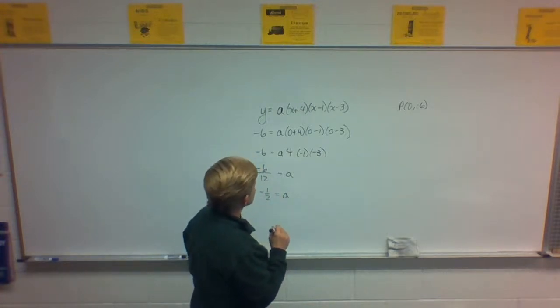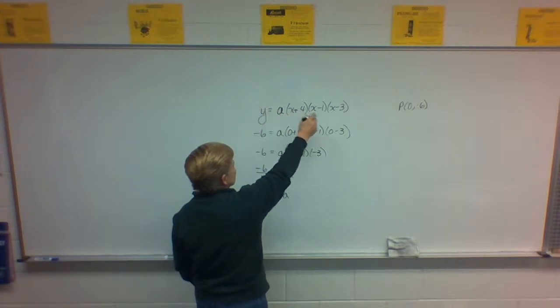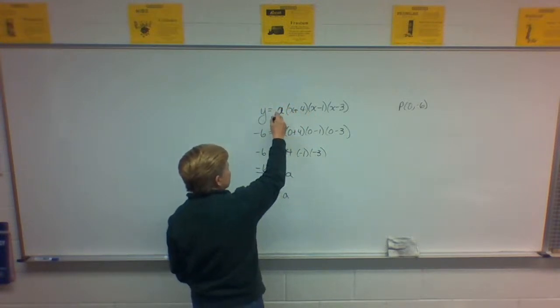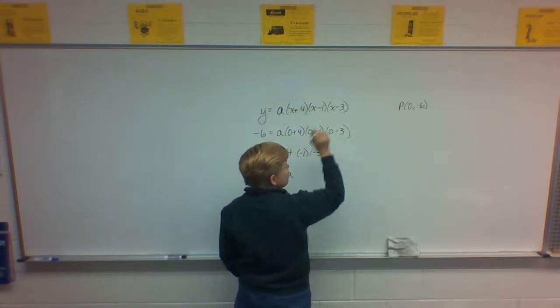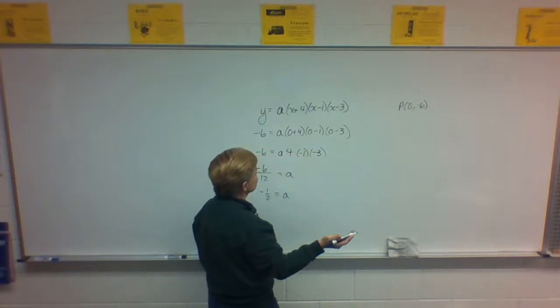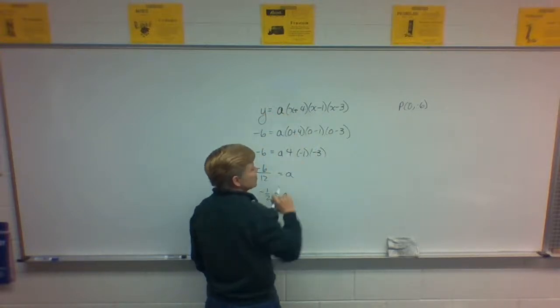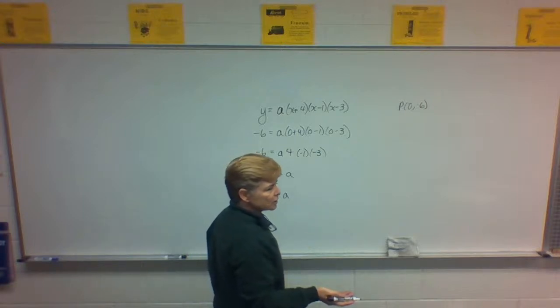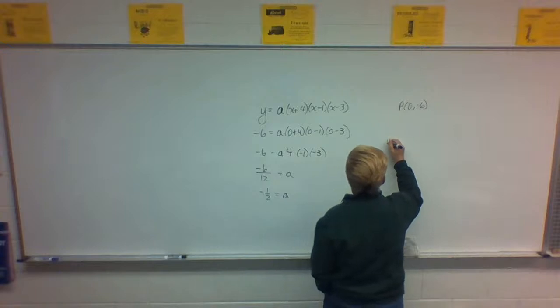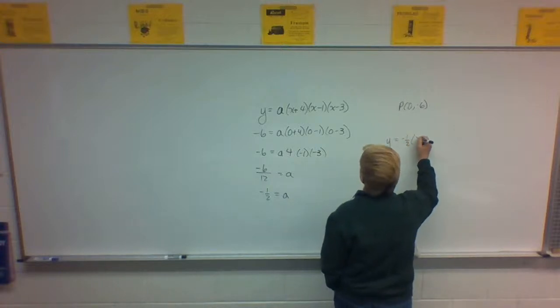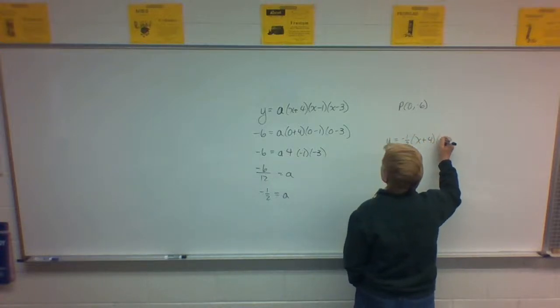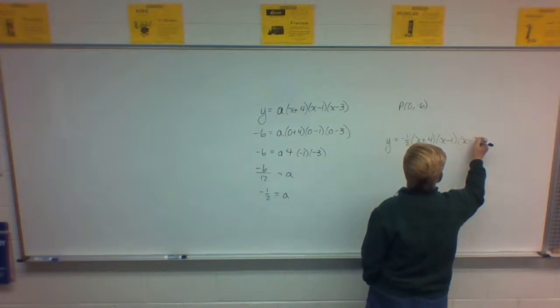So what is the equation? Well, we come back up here. We rewrite this one, only we replace a with what we found it to be. We leave all the zeros there because that positions the thing in the right place on the grid. And we put x and y back in to generate all the other billions of points on it. Does that make sense? So the final answer is y equals negative 1/2 times x plus 4, x minus 1, x minus 3.